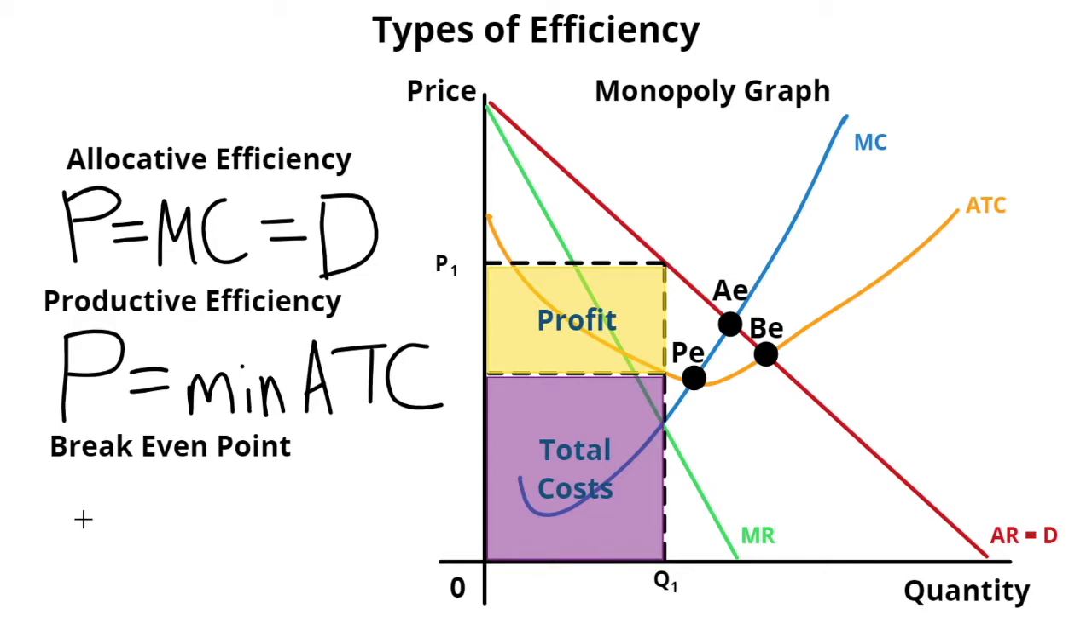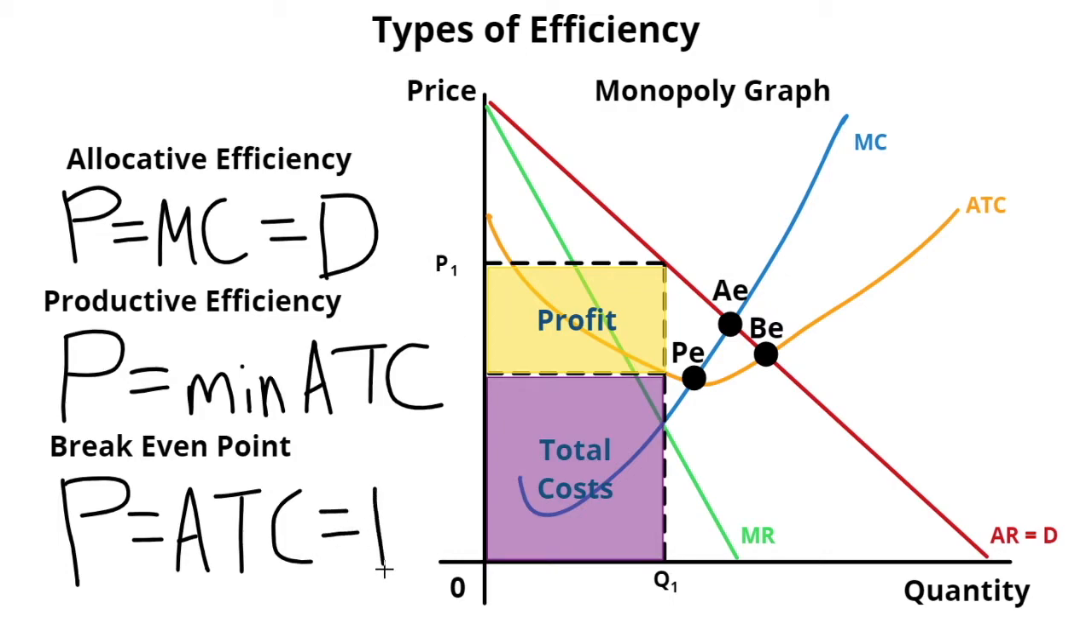Break-even or fair return occurs where price is equal to ATC, or also where ATC meets demand.